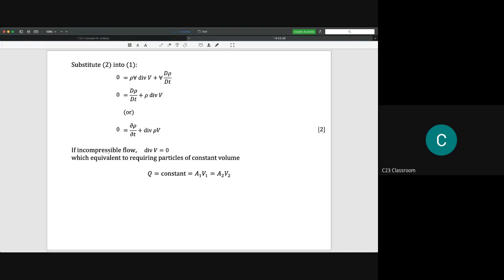And then for incompressible flow, the del or the nabla dot v here is equal to 0, because as you know, for incompressible flow the density is constant. So finally we could get this one: A1 V1 equals A2 V2.